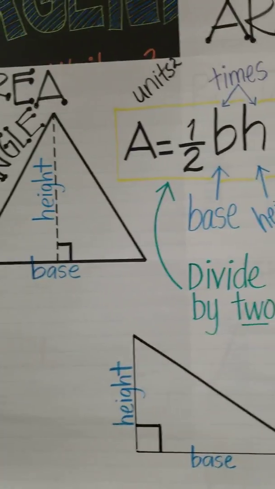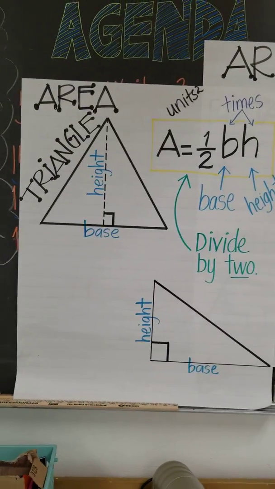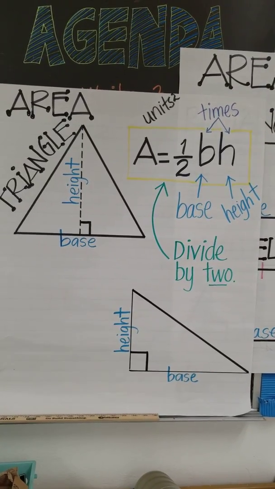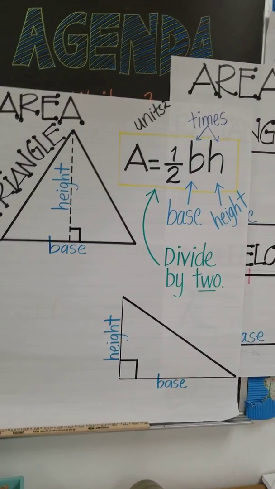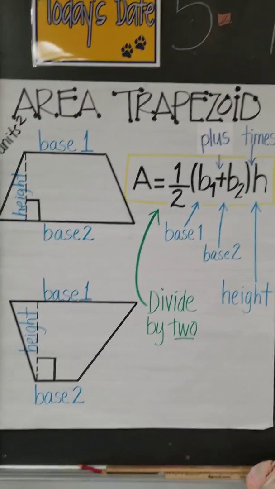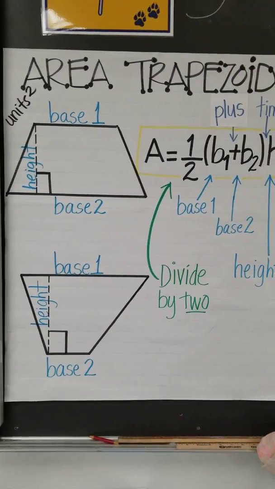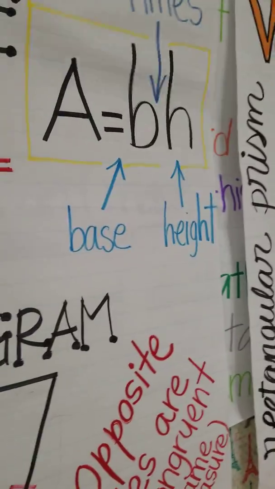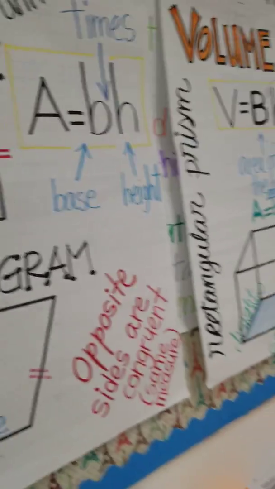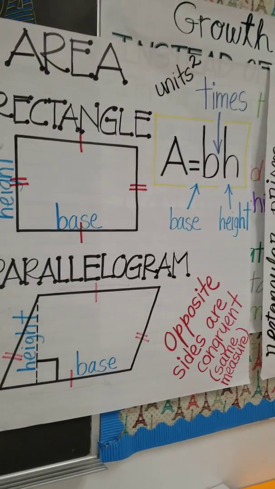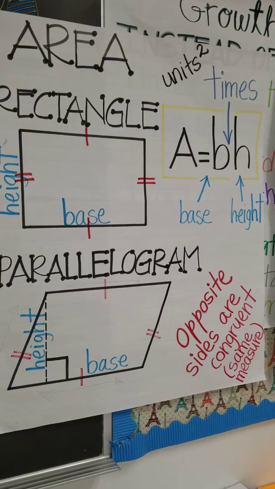And then we have the area of the triangle. On this one, remember, the height is the straight line formed by the base and the highest peak of the triangle. And don't forget to divide by 2. Triangle and trapezoid, don't forget to divide by 2. Base 1 plus base 2 times height divided by 2. Multiplying by 1 half is the same as dividing by 2. And over here we have the area of rectangle and parallelogram. Area equals base times height.